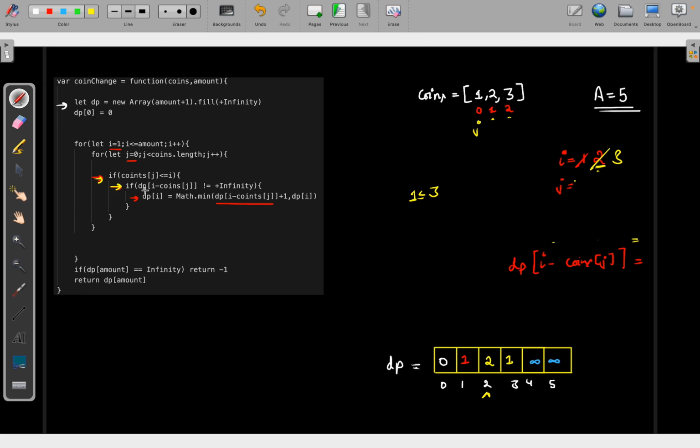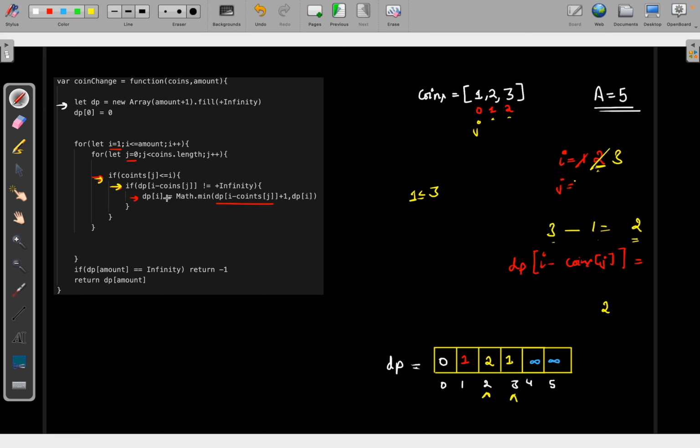So what I will do, I will say dp of i minus coins j. Again, i minus coins j is 3 minus 1, that is 2. So dp of 2 is 2. And I will say it is not equal to infinity. Yes, it is not equal to infinity. So I will come here and I will say dp of i, that means dp of 3, will be dp of i minus... So basically here I have filled it.